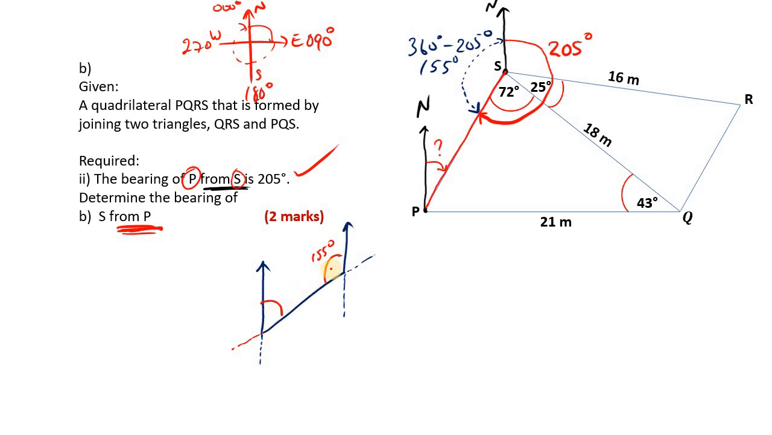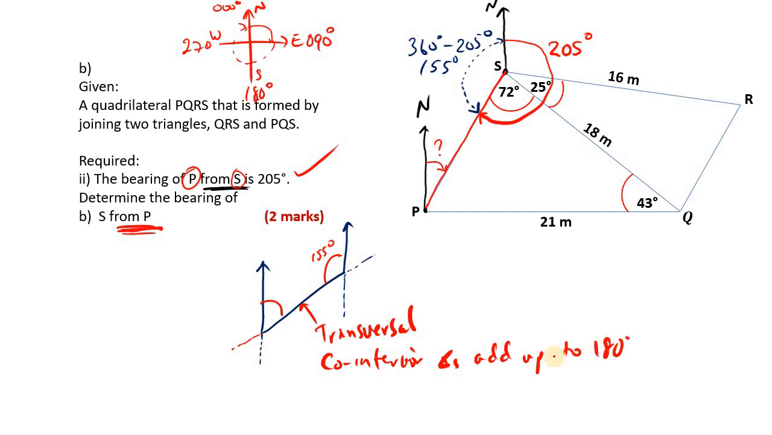Well, these are co-interior angles. Remember, angles formed on the same side. This line is what we call a transversal. These are the interior angles. They're in between the two parallel lines. On the same side, we call them co-interior angles. And co-interior angles add up to 180 degrees. So this angle here is really 180 degrees minus 155 degrees.